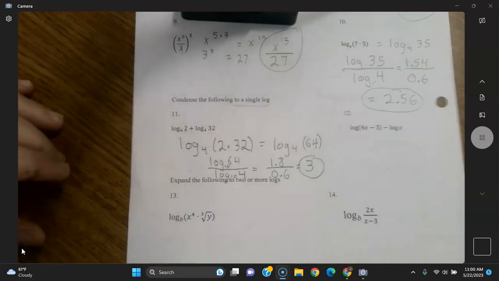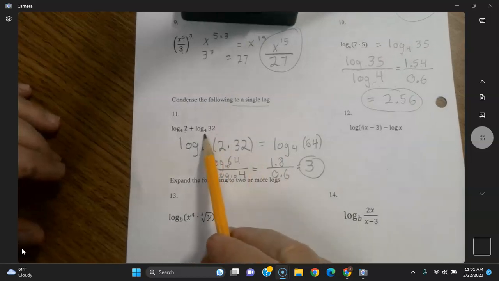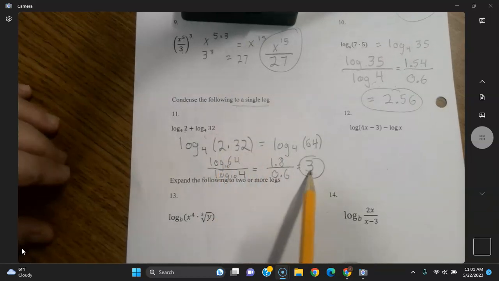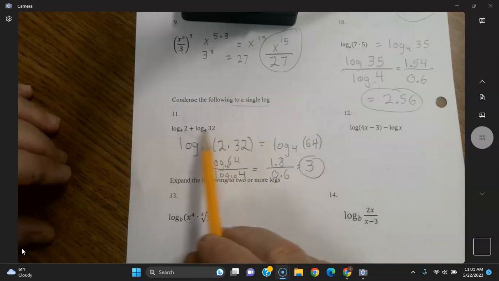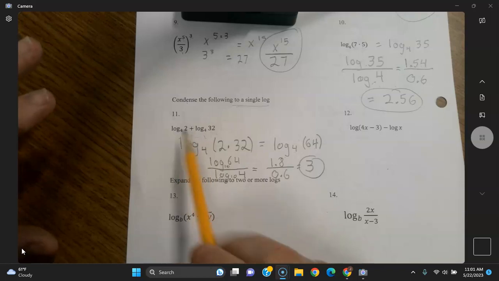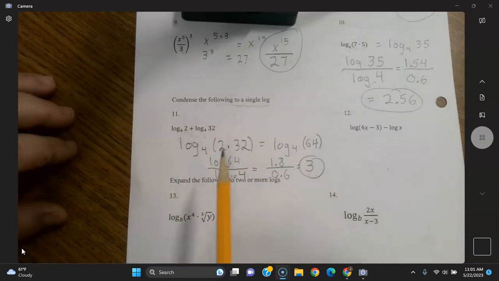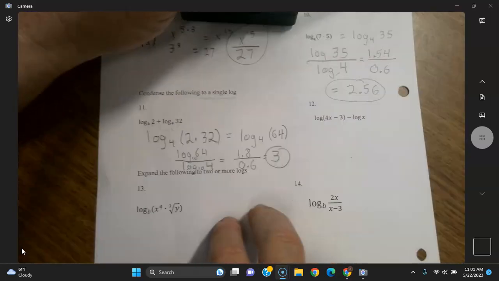All right, this one over here. Now this one we can't condense. This one we could actually find a numeric value answer. Why? Because there's no x's in here, so it's only numbers. So this actually equals a number that we can determine. So we came up with that number, which is 3. Okay, the final answer.